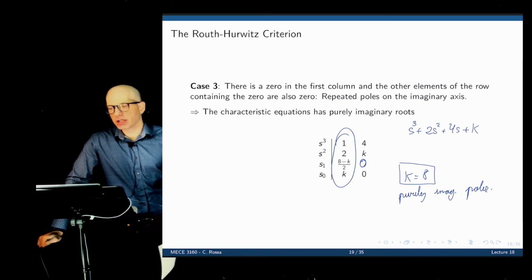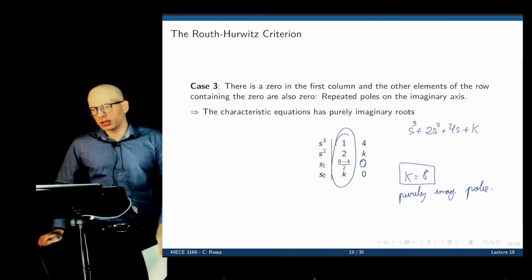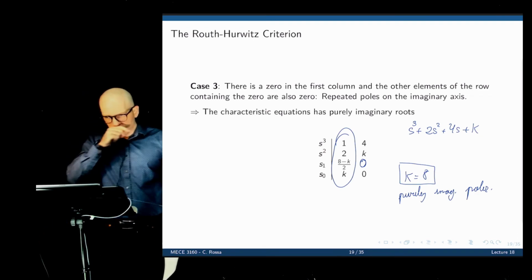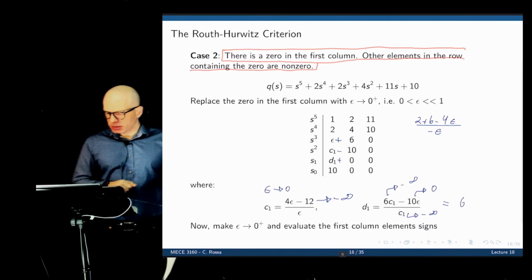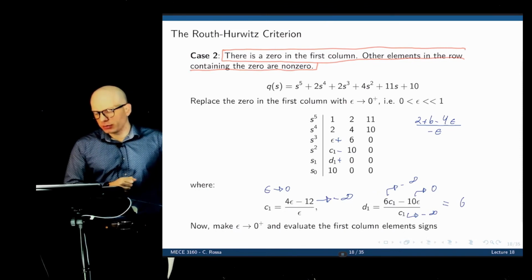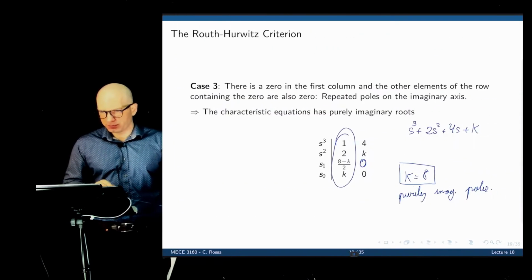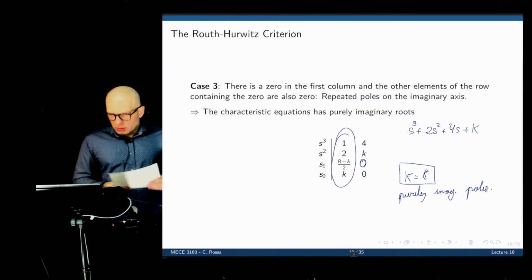No, that would be case 2. Case 3 requires all elements to be 0. If you go back here, you can see that there is another element of 0 in the row of epsilon, but it is also number 6 there. That characterizes case number 2. Oh, got it. Thank you.